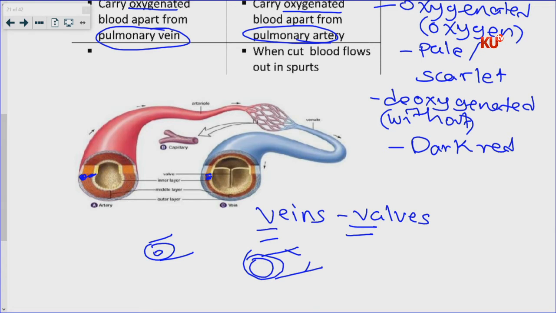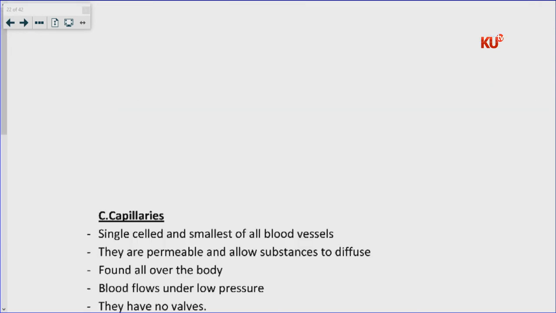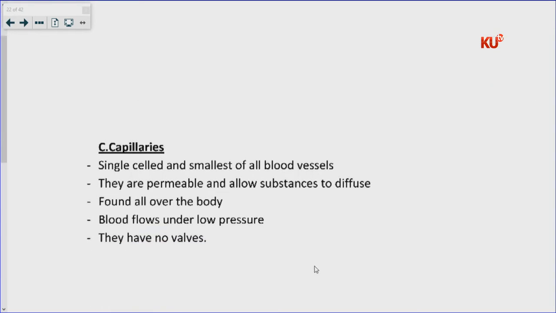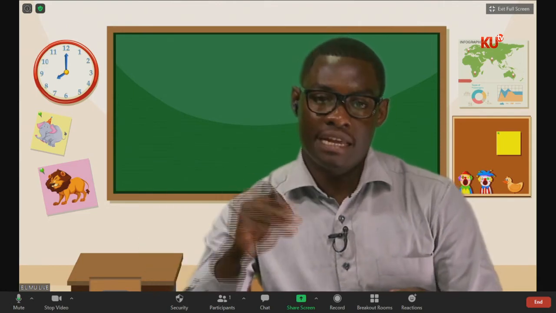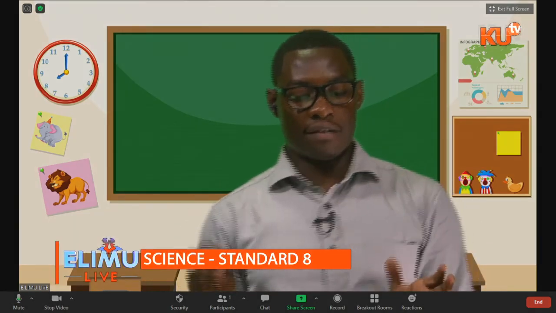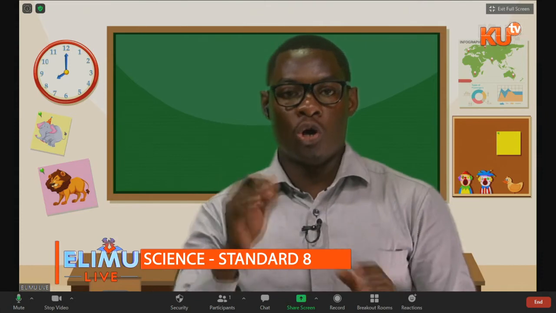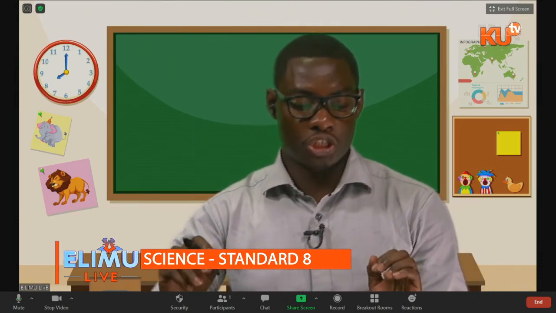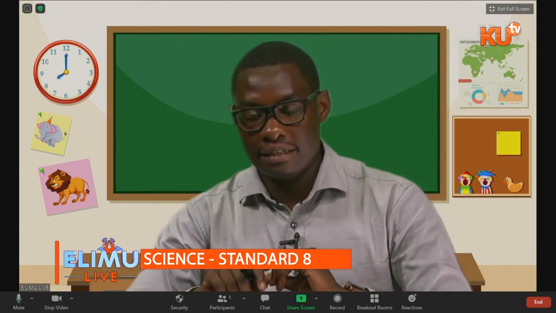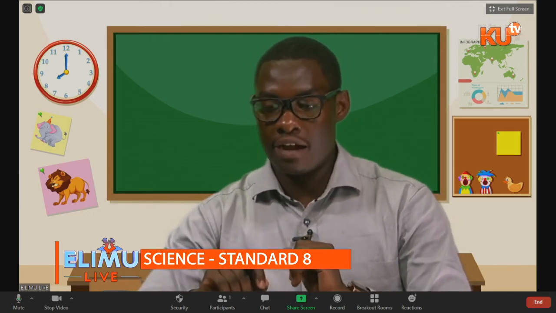So we look at capillaries, and capillaries are a connection of the veins and the arteries. They are single-celled, and they are the smallest of all blood vessels. They are permeable. To be permeable means they can allow materials in and out. They are found all over the body. Then they carry blood at low pressure. And finally, capillaries have no valves.